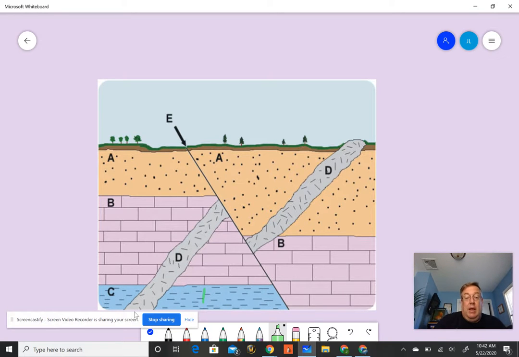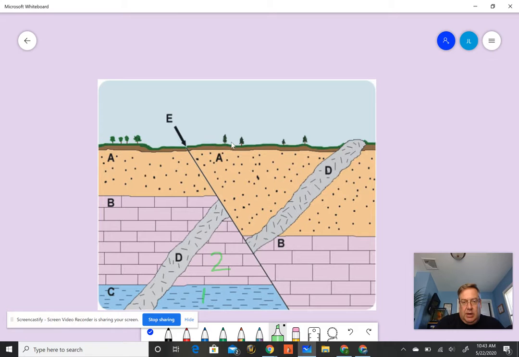So either way, layer C has got to be the oldest in this picture because it's underneath B on the left. Okay? And then what's going to happen? Well, layer B is going to be next. So that would be layer 2. Okay? So what are my choices? I have layer A, I have intrusion D, I have fault line E, or I have the unconformity at the surface, which is the erosion.